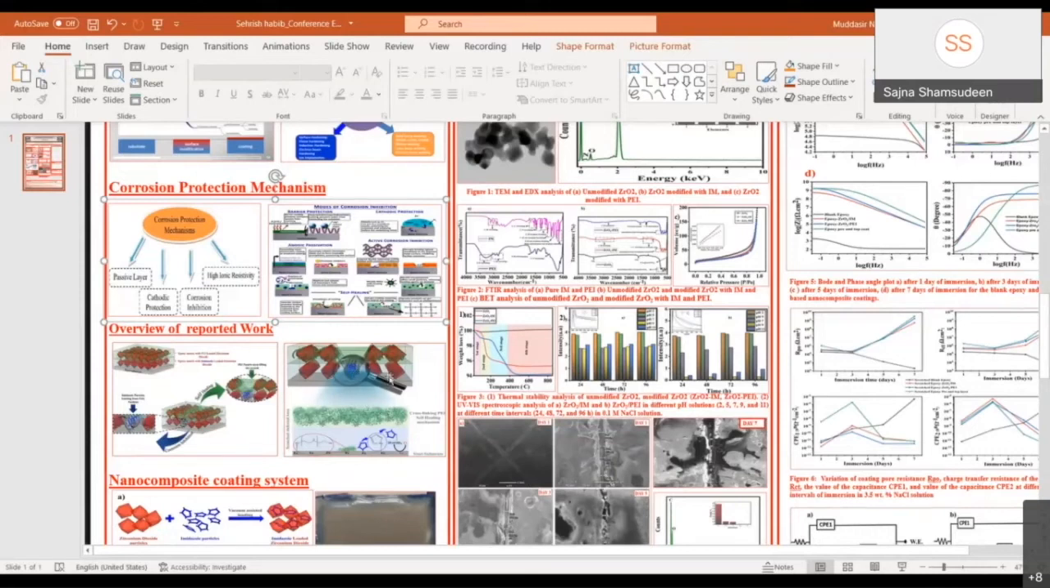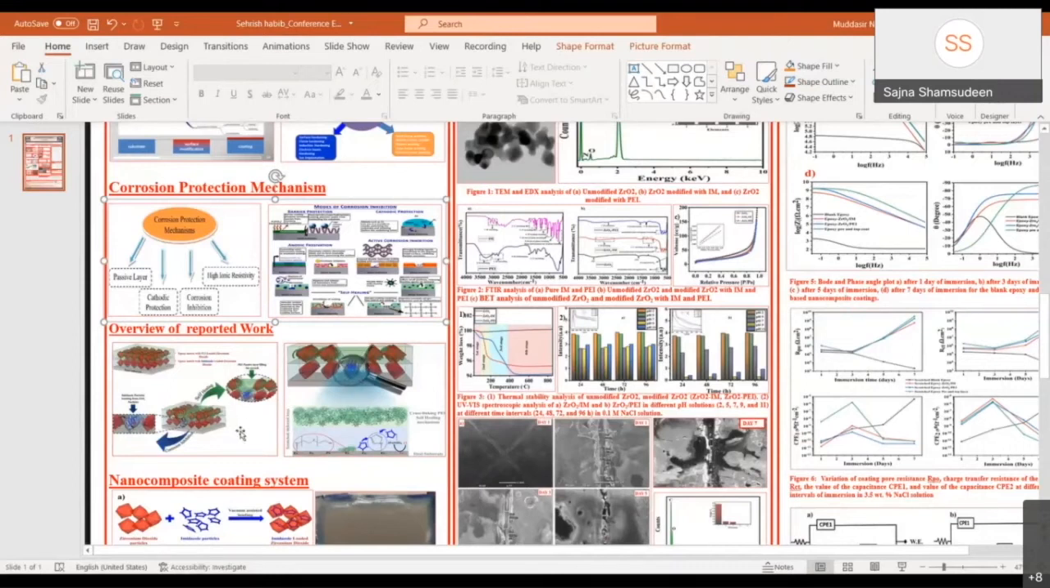The mechanism behind this was that due to the formation of the scratch, the corrosion inhibitor comes out of the nano container, and the self-healing agent also comes out of the nano container. And after they came out, they formed the passive layer due to a localized change in the pH at the defect area.